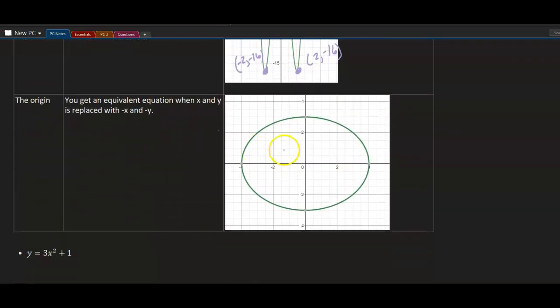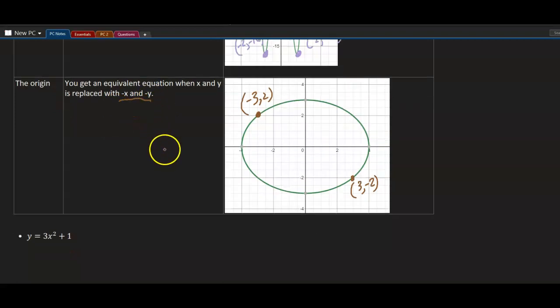And then origin. Again, this one is not a function because it does not pass the vertical line test. But let's say that this point right here is exactly on it. It looks like about (-3, 2). So if I go to (3, -2), I should also have a point, because we're replacing both x and y with -x and -y. So this is what this looks like graphically.